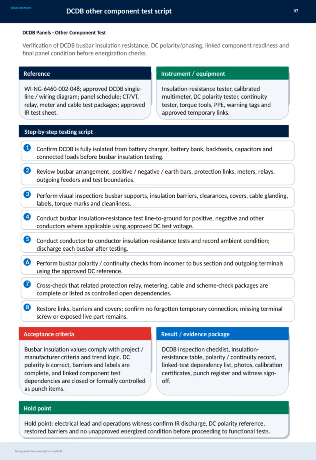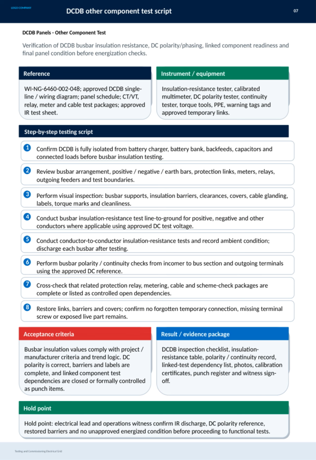Acceptance criteria require busbar insulation values to meet project and manufacturer standards, polarity to be correct, barriers and labels to be complete, and that linked component test dependencies are either resolved or formally controlled as punch items. The evidence package includes inspection checklists, test records, photos, calibration certificates, punch registers, and witness sign-off.